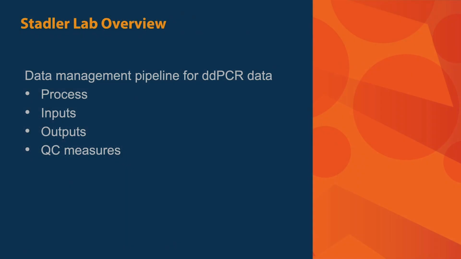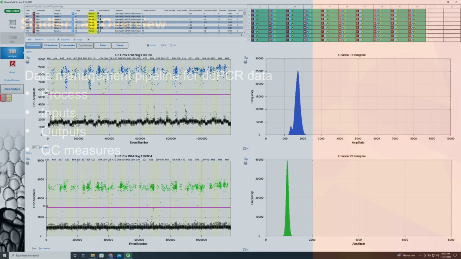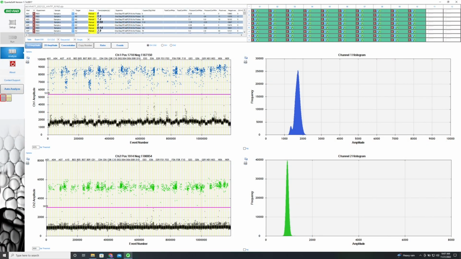The next part of this module will provide an overview of the data management pipeline used in the Stadler Lab. We'll discuss the inputs and outputs of the pipeline, as well as how we incorporate process controls and check for data quality. In ddPCR, targets are amplified using fluorescence-based probes.